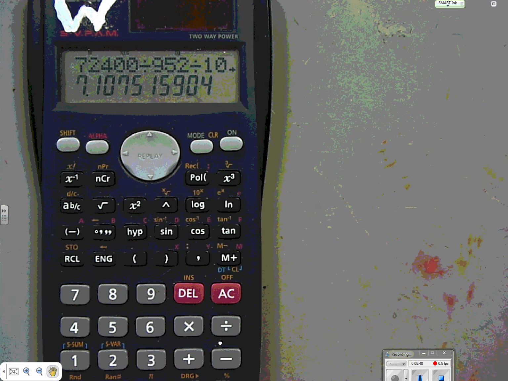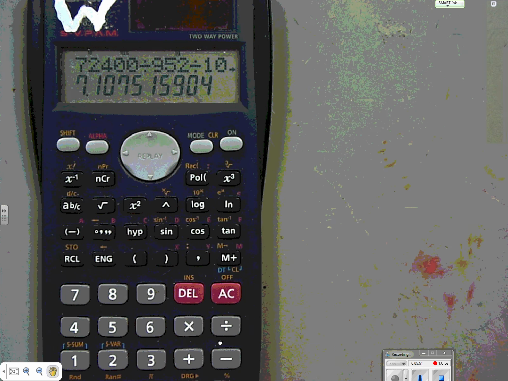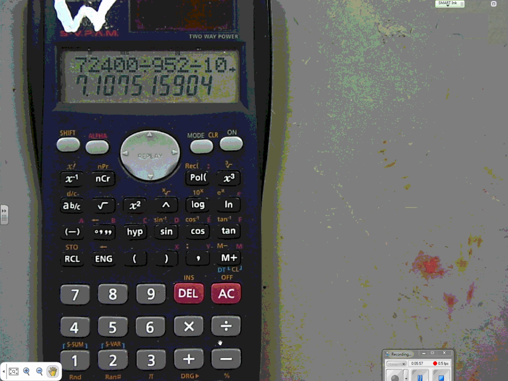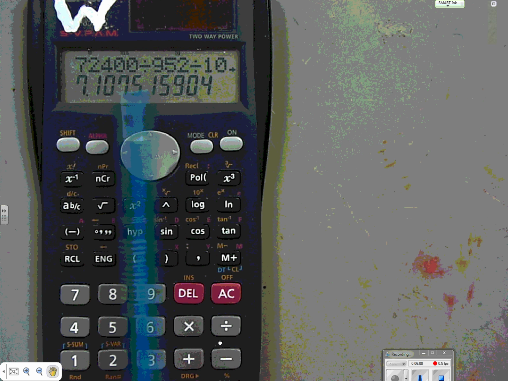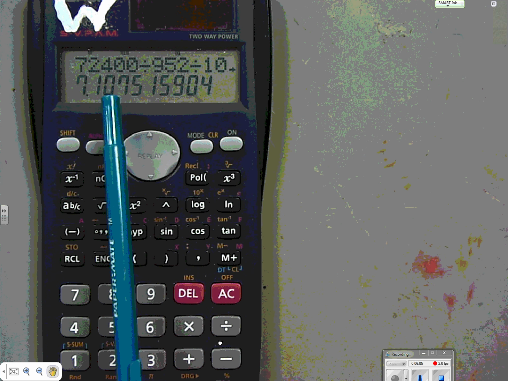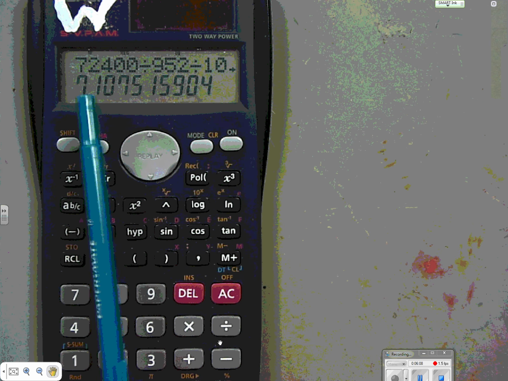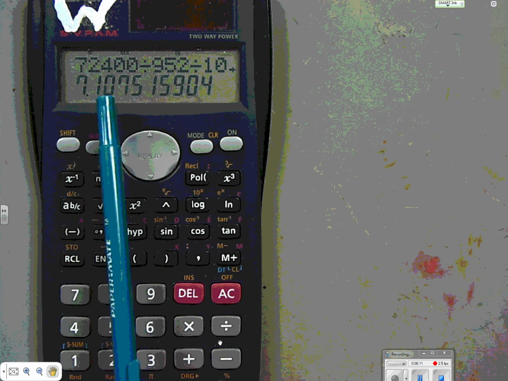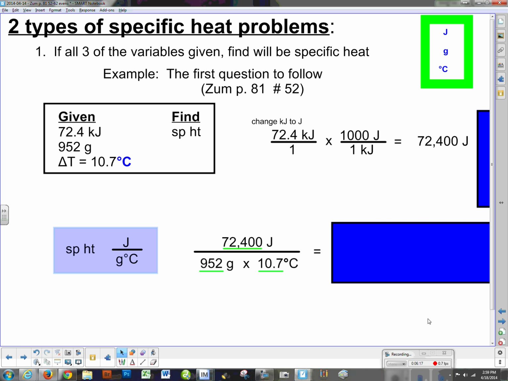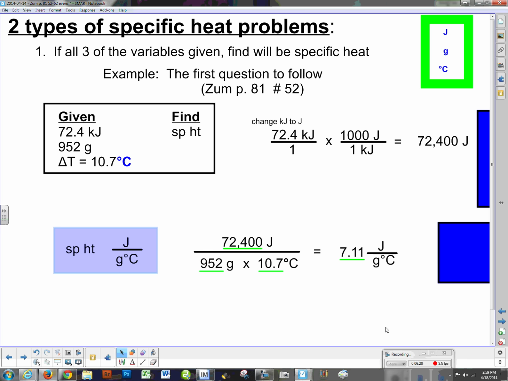7 point, if we round to 3 sig figs, what would we have? 7.11. Why would you make it 2? See this 7 right here? This makes the 0 into a 1. We round up. To get 3 sig figs, we'd go 7.1, and then we have to evaluate here whether we're going to round up or leave it the same. That's why we come out with 7.11, and that's joules per gram degree centigrade. You see, all of these units fall out because we're not canceling any of them.